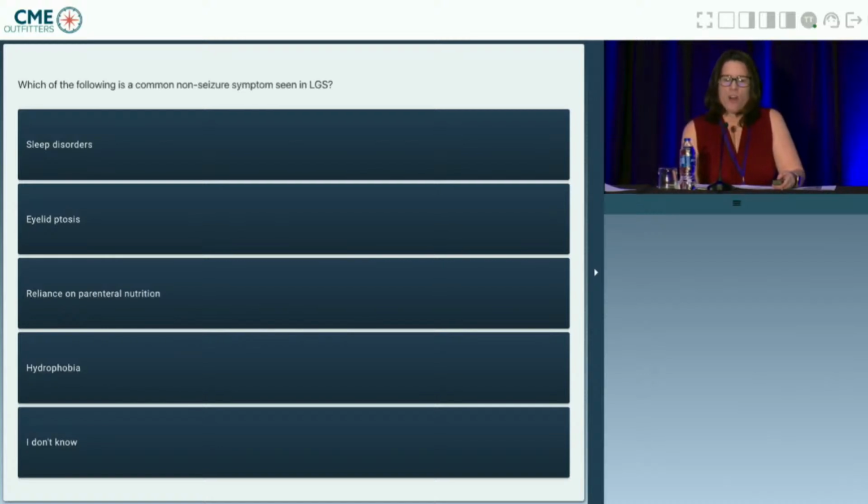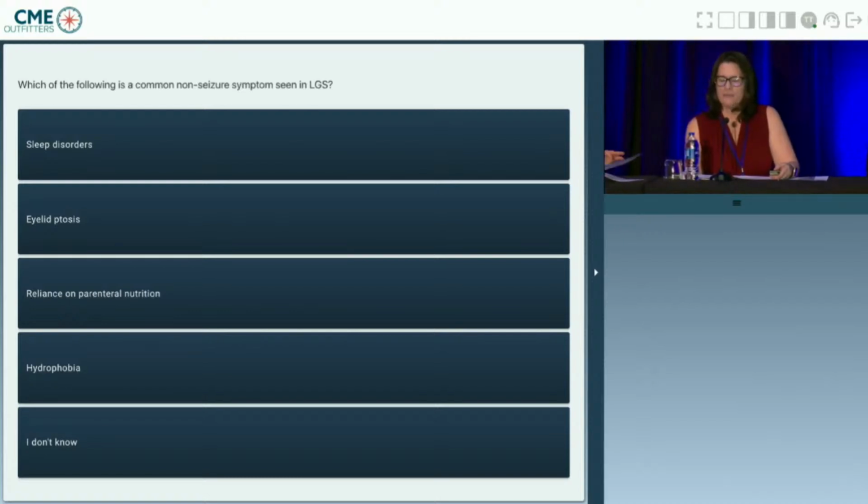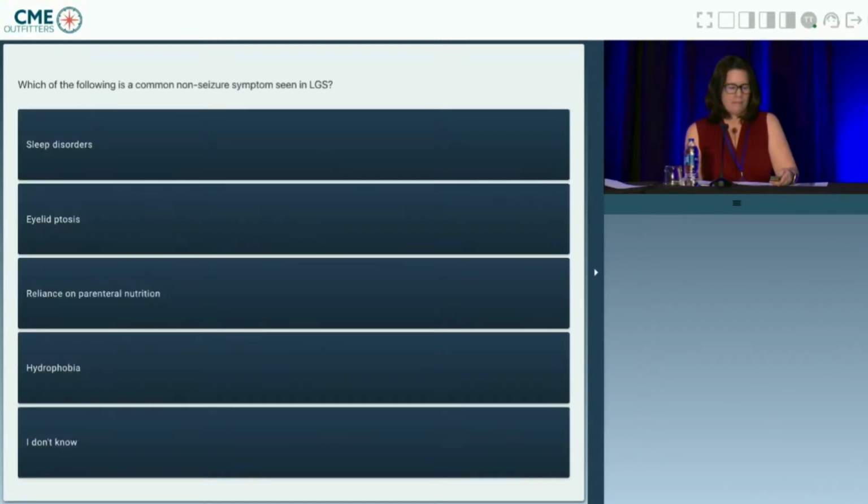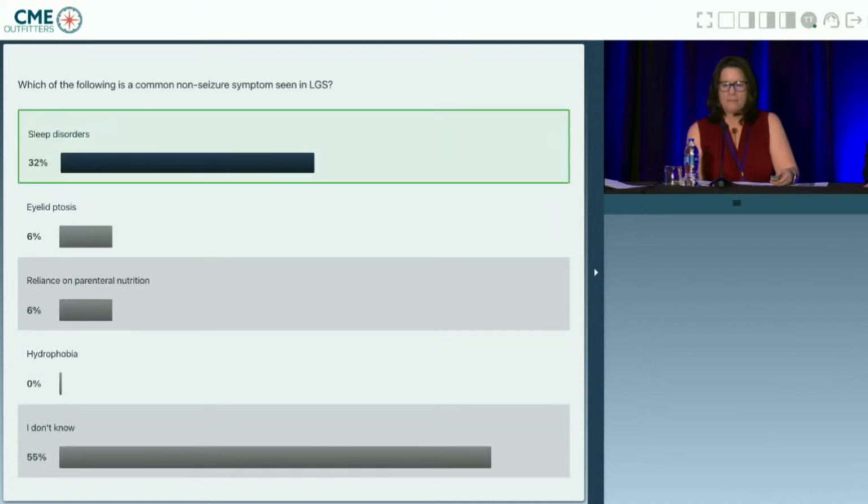Which of the following is a common non-seizure symptom seen in Lennox-Gastaut syndrome? A, sleep disorders. B, eyelid ptosis. C, reliance on parenteral nutrition. D, hydrophobia. And E is I don't know. Take a moment. All right, here we go, sleep disorders, and that is the correct answer.